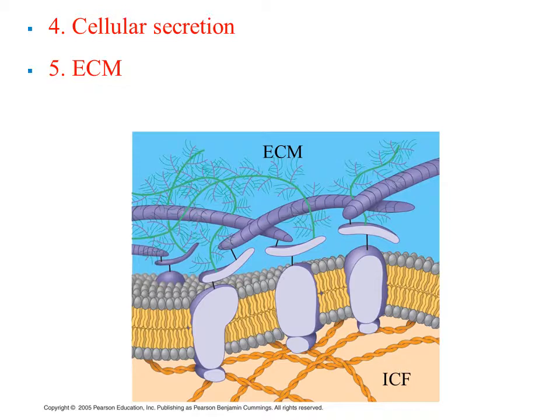Number 4 is cellular secretions. Outside of the cell, you can see cellular secretions. And number 5 is the ECM, extracellular matrix. That's what we're going to spend most of the time talking about today. Outside of the cell membrane, for some cells, you'll have a matrix of sugars and proteins all interconnected. We're going to call that the extracellular matrix.